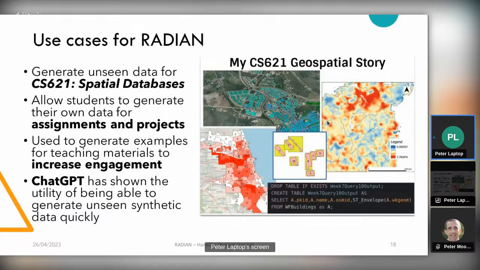So you basically tell a story using spatial data. It can be whatever you want. So it gives a useful tool for students and for Peter for generating examples and making these data sets. And as we've seen in the last year or two with ChatGPT, it shows the utility of being able to generate these unseen synthetic data quickly.